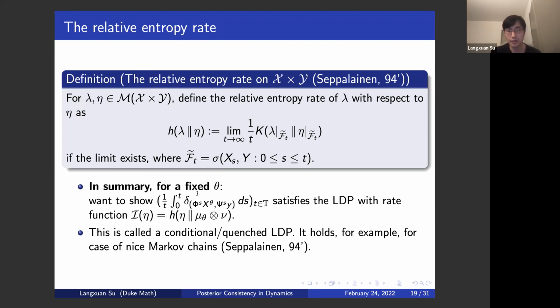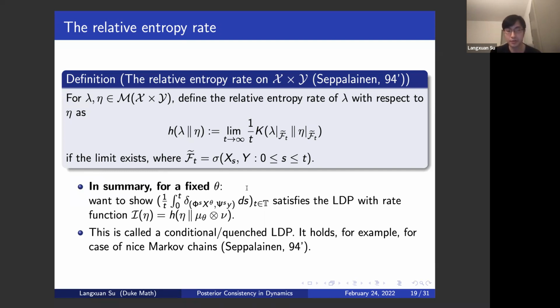And this result is proven, at least in the case of nice Markov chains, in the same work where they define this relative entropy rate. And in this work, we also extend part of it to include examples not just Markov chains, but also hypermixing processes. Okay.